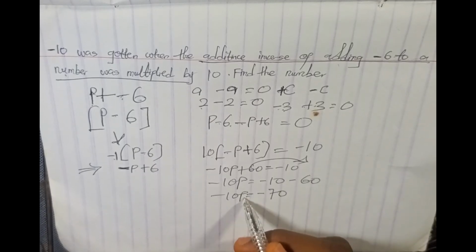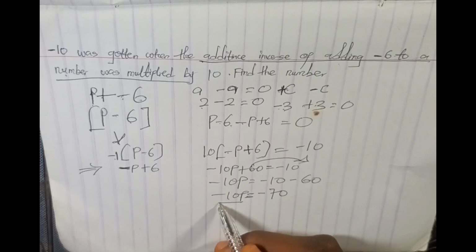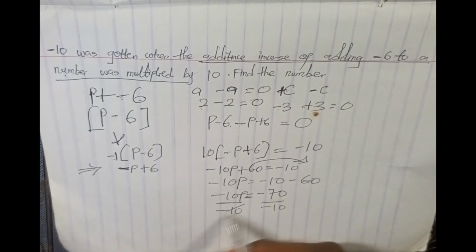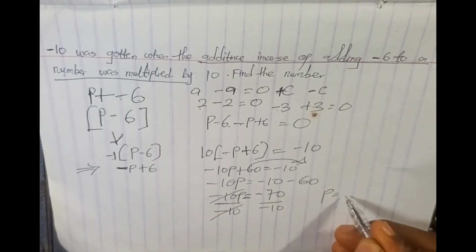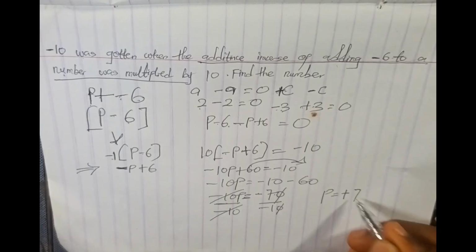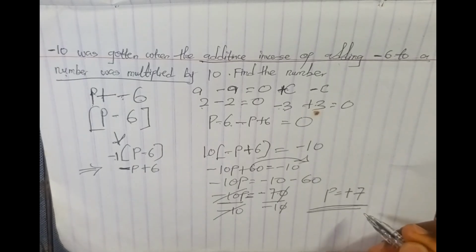So at this juncture, we divide both sides by the coefficient of the unknown. The unknown is p, its coefficient is minus 10. All over minus 10, all over minus 10. Cancel minus 10, cancel minus 10. So we have that p equals minus divided by minus is plus. 70 divided by 10, cancel 0, cancel 0. That's 7. So the answer is 7, and it is very much correct.